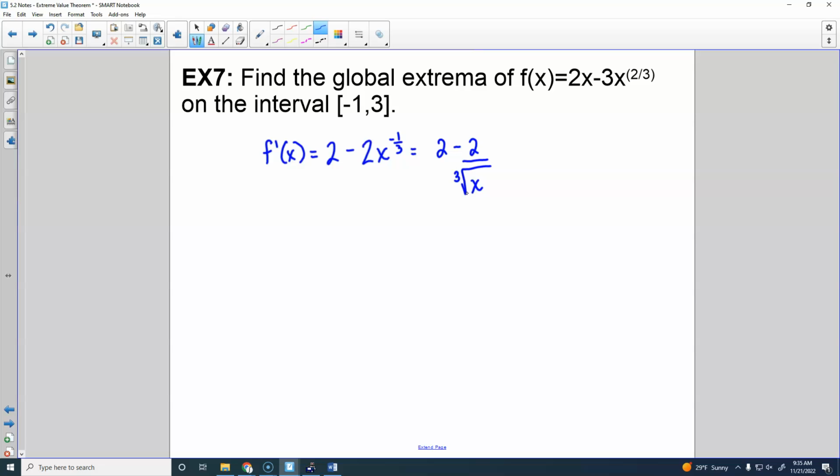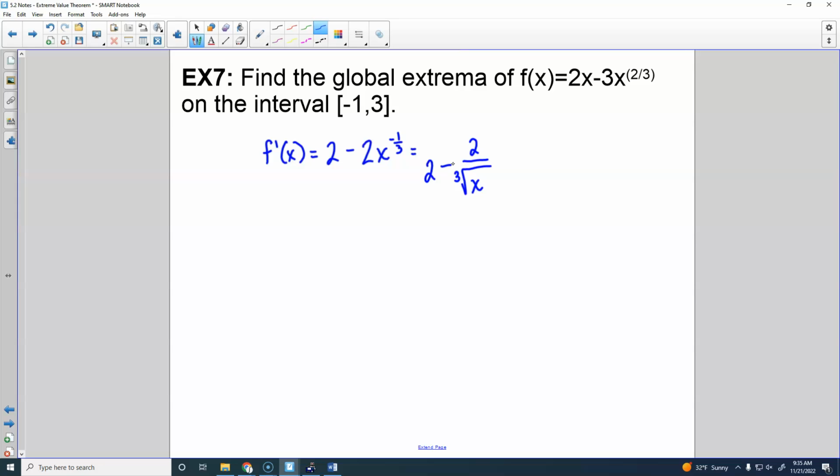So for this particular problem, actually let me write it like this, I'll make that 2 minus. So for this particular problem, I can tell right now what value is going to make this undefined. What value would make this undefined? What would give me a 0 in the denominator? Just a 0, right? So 0 is going to give me a 0 in the denominator.